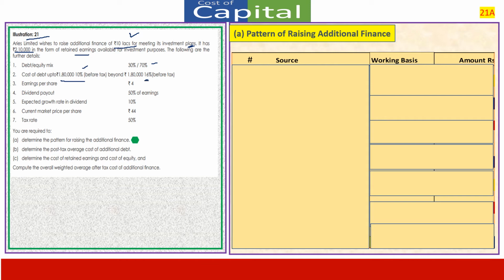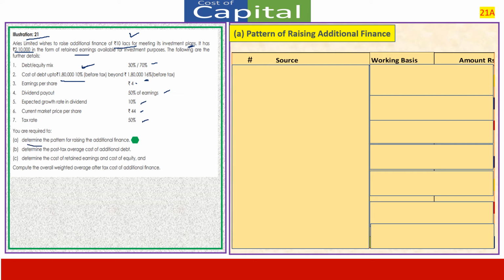Therefore, our job is first make use of the cheaper loan and then take the balance for 16%. Don't do the reverse. First take the cheaper loan for maximum amount possible, 1,80,000. Then go for higher cost loan. Earnings per share is ₹4. Dividend payout is 50% of earning. Expected growth rate in dividend, this is G, 10%. Current market price per share 44. Tax rate 50%. You are supposed to do the following.